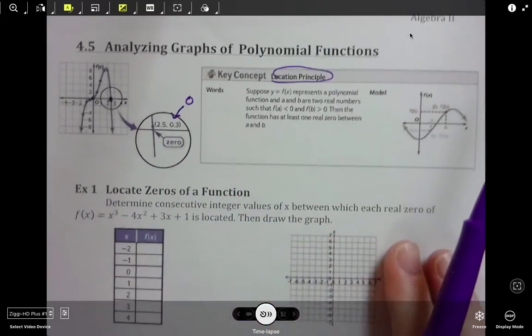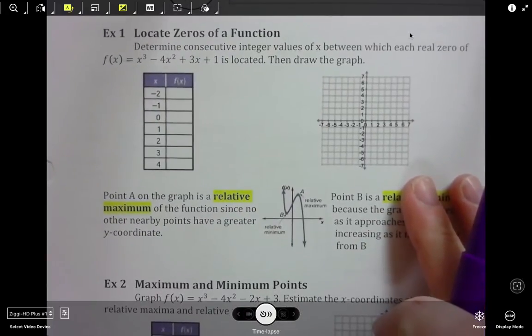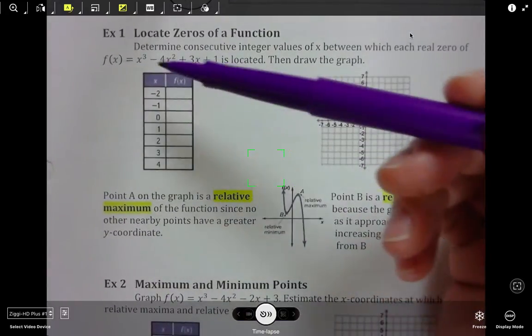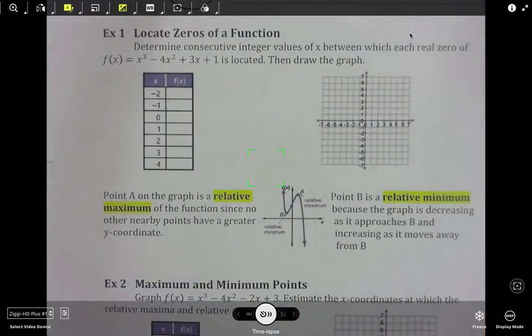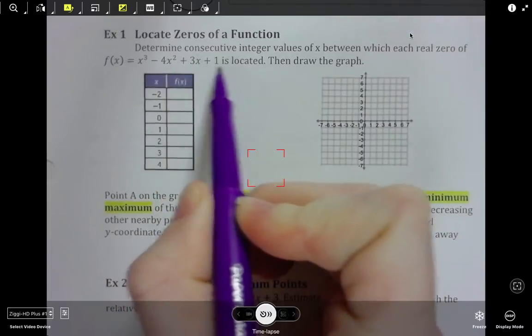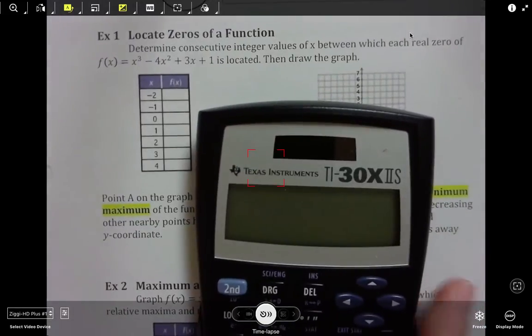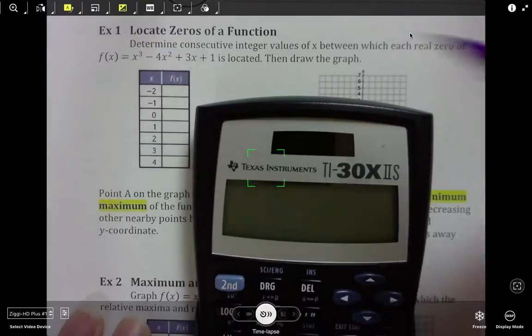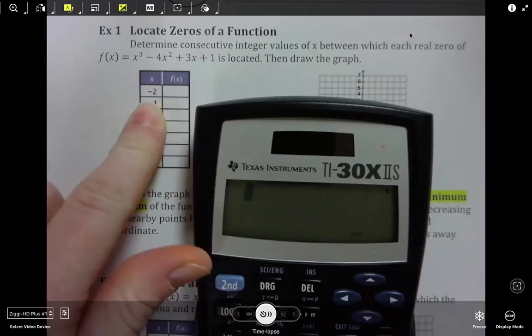And one good way of determining those decimals, or those places where those zeros hit, is by making a table. So what we're going to do is plug this equation into our calculator with each one of these numbers in it, and it will help us to find where that zero was located. So I'm going to start with my equation here. Turn it on. My first number is -2. That's what I'm going to plug in.